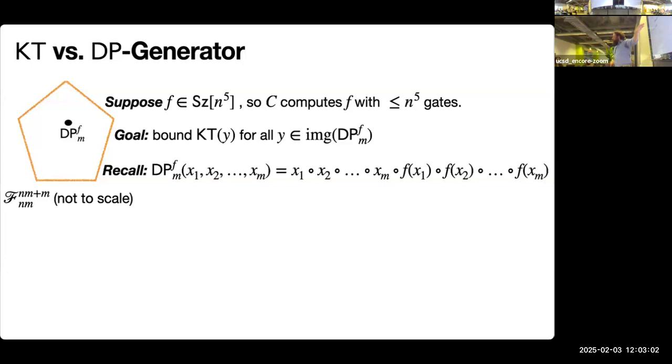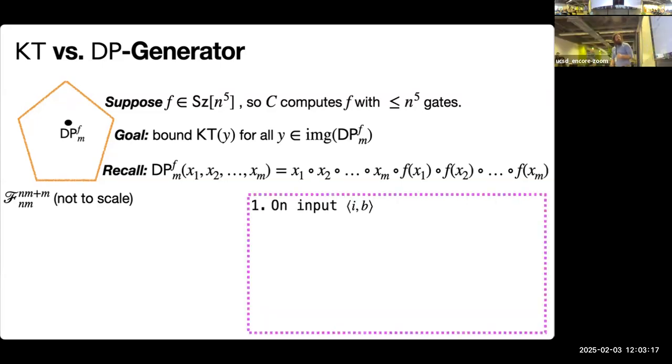And let's just recall the definition of the DP generator again. It's M n-bit inputs concatenated with M evaluations of the function. Very good.